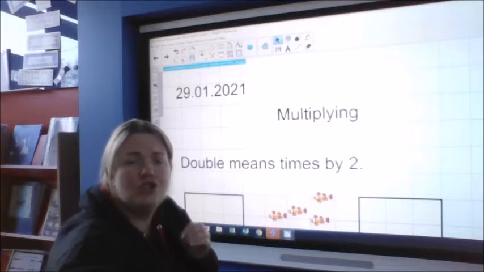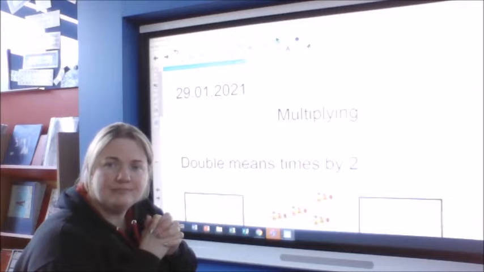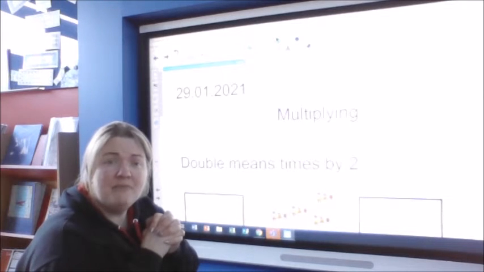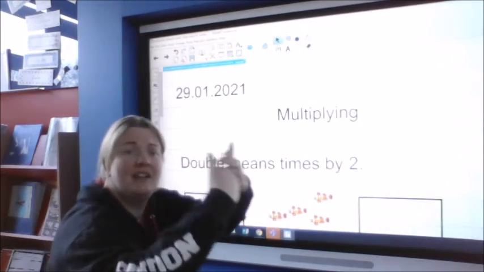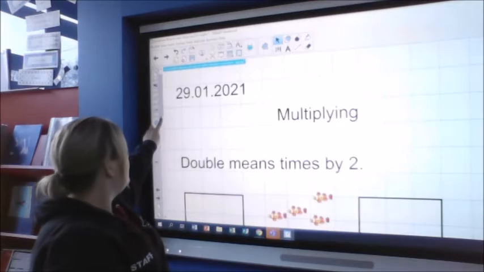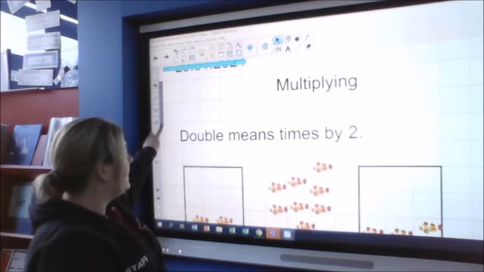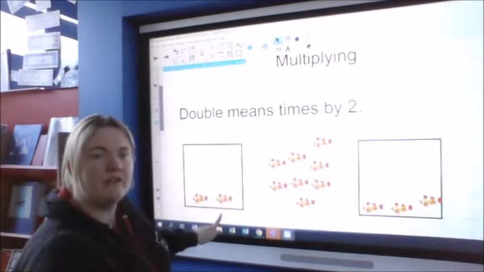Does anybody know what doubling means? Double. The word double. That's right. It means times by 2. You're giving the same again. You are doubling what's there. So, for instance, I have a box here. How many fish are in this box?